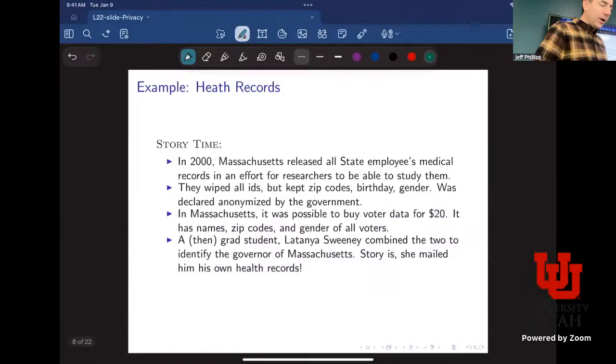So what happened is a then grad student at the University of Massachusetts, Latanya Sweeney, said, aha, what if I got both of these pieces of data and was able to combine them together, and she felt high enough confidence to identify the records, the health records of the governor of Massachusetts. And so the story is she actually mailed, this part, I don't know if it's true, she mailed the health records to the governor, said, aha, these are your health records.